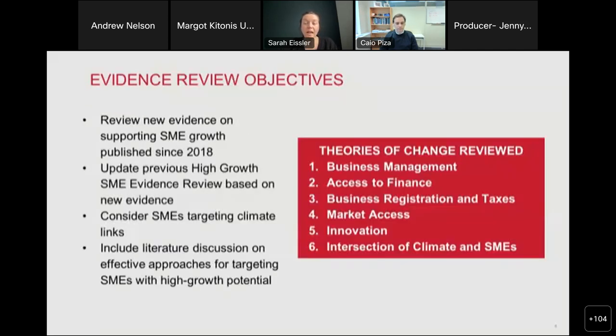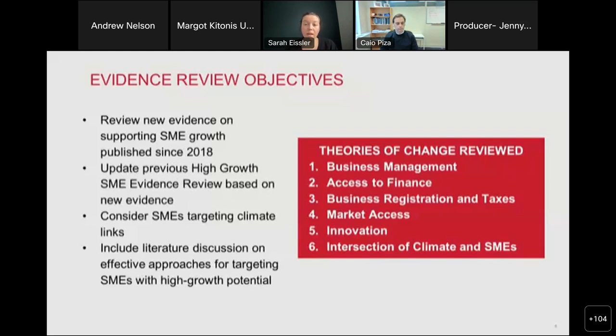So we were tasked with updating an evidence review that was originally published in 2019 that had examined the available published evidence to support multiple evidence-based theories of change that identified what strategies, approaches, interventions, et cetera, promote growth among small and medium enterprises. This review only selected studies that focused on low and middle income countries, small and medium enterprises. So we did not look at any studies that looked at micro enterprises, as well as those that employed an experimental design. So our aim was first to review new evidence that was published since the previous report. So we looked at any new studies that fit this selection criteria published since 2018. And then we use this evidence to update the previous report with the new evidence.